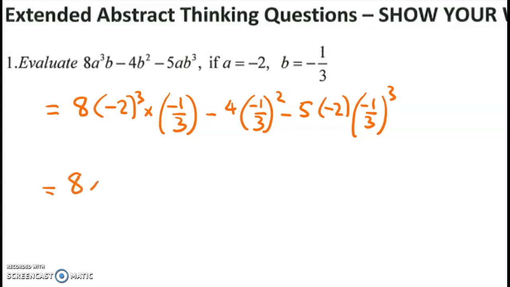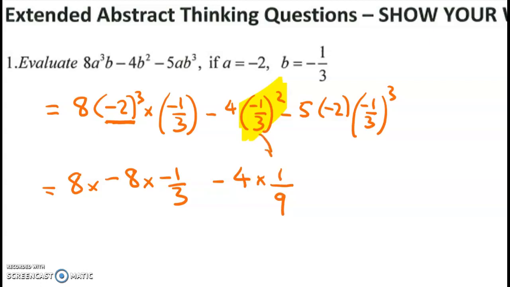Right, so we've got 8. We're putting our times signs back in now. So we've got 8 times negative 2 to the power of 3 will be negative 8, right? Negative times a negative gets me a positive, times a negative back to a negative. So 8 times negative 8 times negative 1/3 minus 4 times, now this is going to be negative 1/3 squared will be a positive number, so that's going to be times 1/9, right? I'm assuming if you're watching this video, you're probably pretty good with doing that in your head, so it's fine to go from there to there.